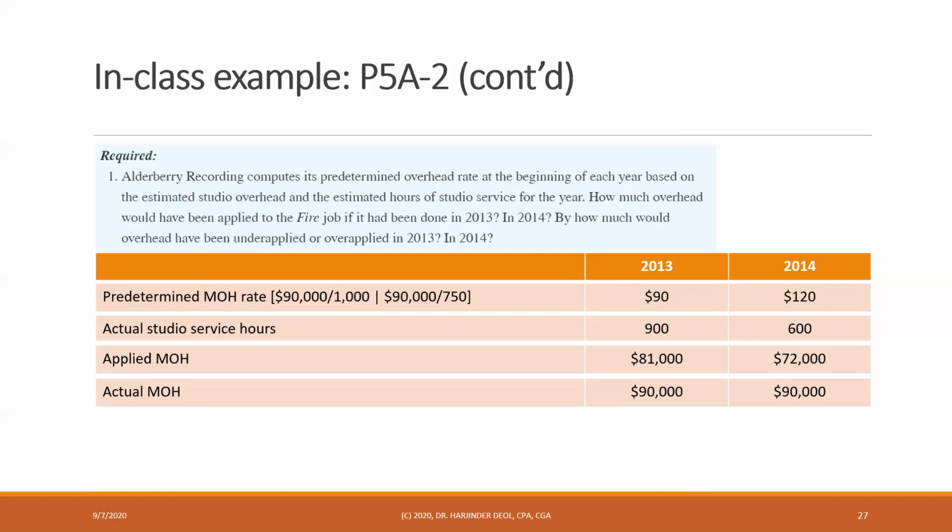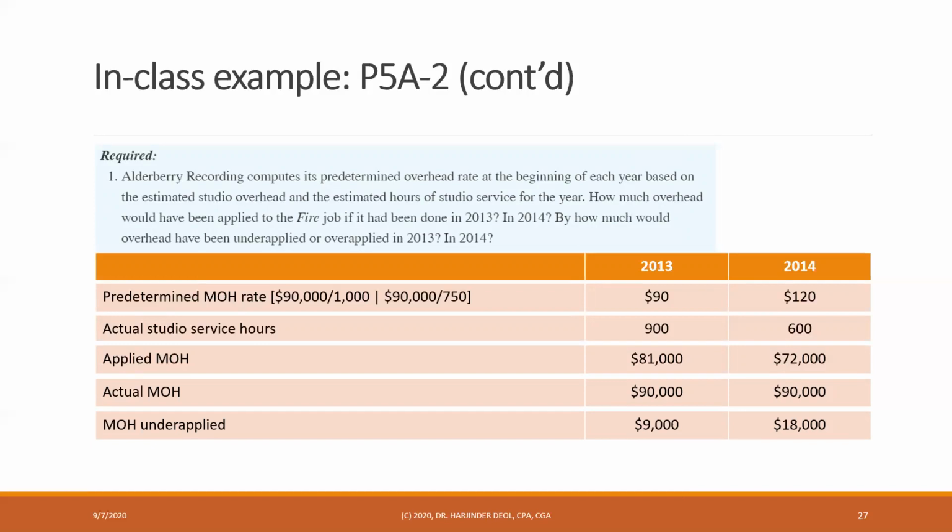The actual manufacturing overhead for both years, though, was 90,000. So you'll notice the applied manufacturing overhead for both years is actually under-applied, because the actual manufacturing overhead for both years was greater than the applied manufacturing overhead.